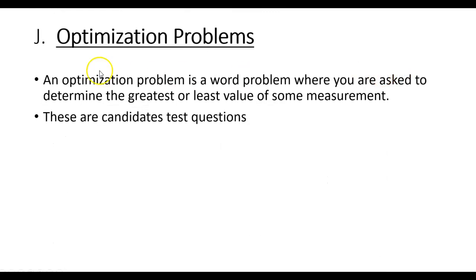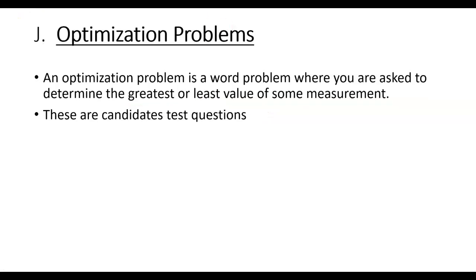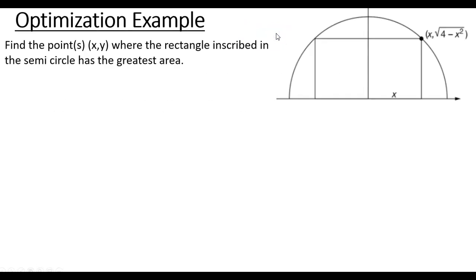All right, now we're going to get into a special type of word problem called optimization problems. What are these? These are word problems where you are asked to find the greatest or the least value of some measurement. And basically these are just candidates test questions. They're not going to look like a candidates test, but they really are. That's what you're trying to do, you're trying to find the absolute max or min. So let's go ahead and take a look at an example here.